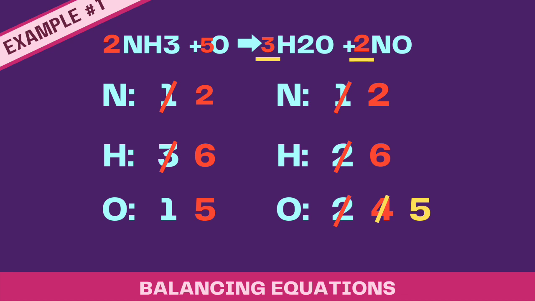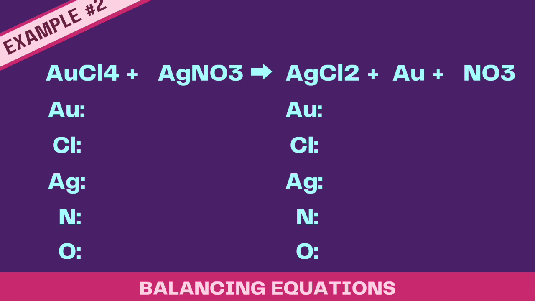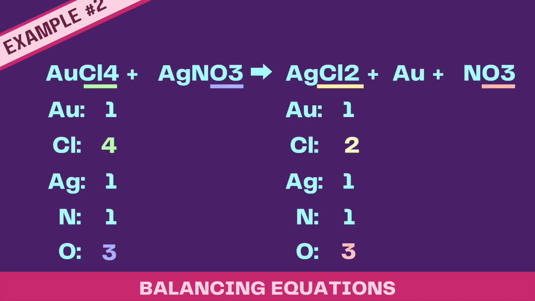Let's try another example. AuCl4 plus AgNO3 resulting to AgCl2 plus Au plus NO3. Same process. Write down the elements and put their subscripts. On the left side, Au has 1, Cl has 4, Ag has 1, nitrogen has 1, O has 3. On the right side, Au has 1, Cl has 2, Ag has 1, nitrogen has 1, oxygen has 3. As you see, Cl is unbalanced. So, we have to put 4 here, making it 8. Since coefficient 4 also belongs to Ag, we have to multiply it by Ag's 1, making it 4.